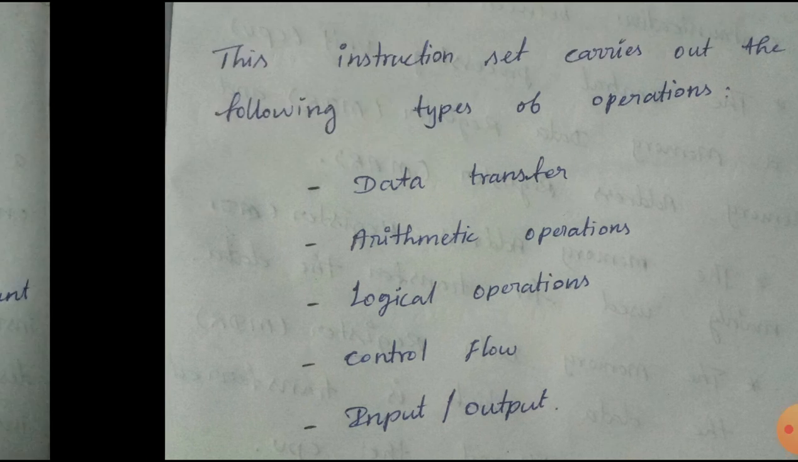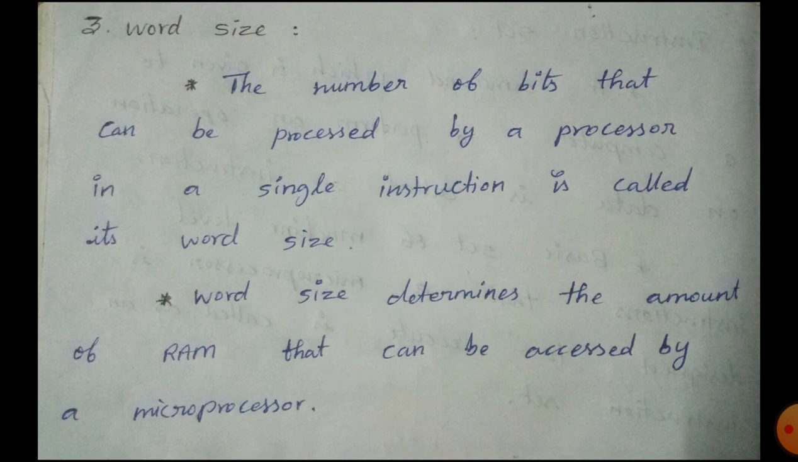The last one is word size. The number of bits that can be processed by a processor in a single instruction is called its word size. The size of the word is called word size. Word size determines the amount of RAM that can be accessed by a microprocessor. These are the characteristics of the microprocessor.